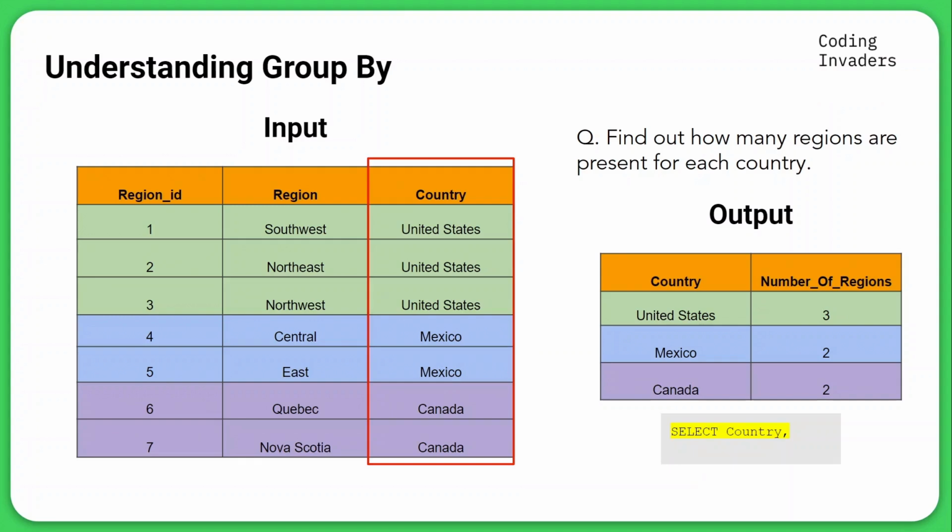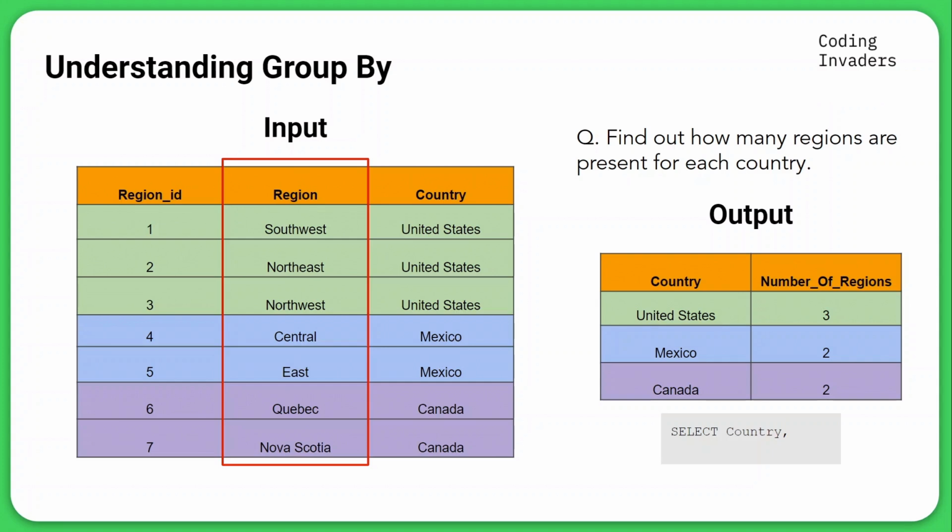First, since we are referring to the country column, we need to write this with the select statement. Hence, we start with the code select country. That is our first column. Are we referring to any other column? Well, it looks like we need to refer to the region column too, since we need to get the number of regions, right?